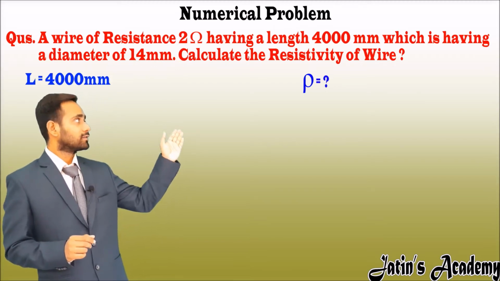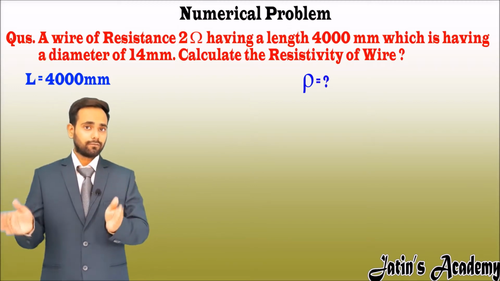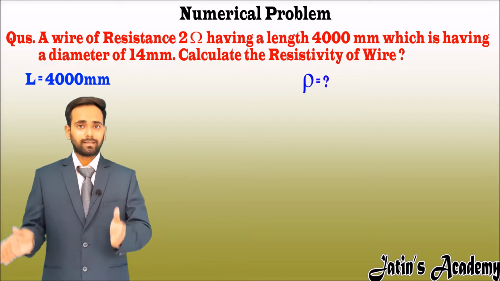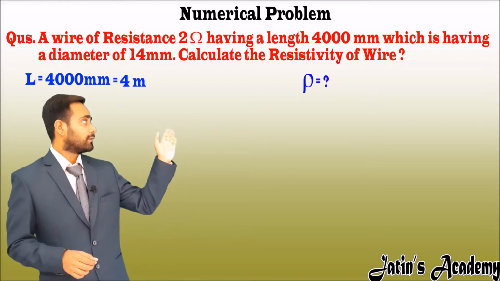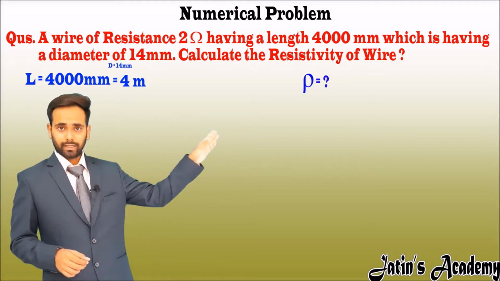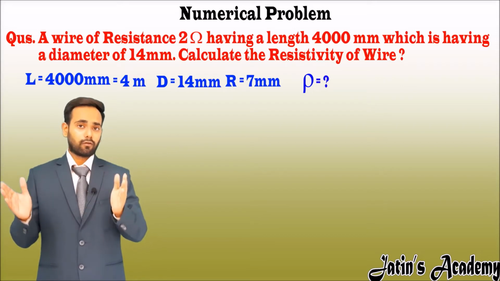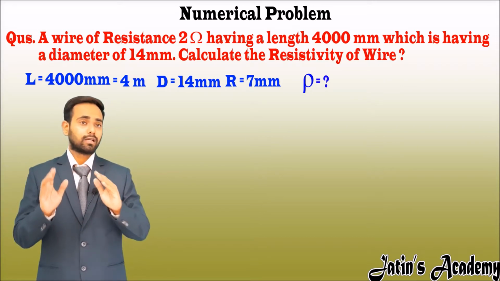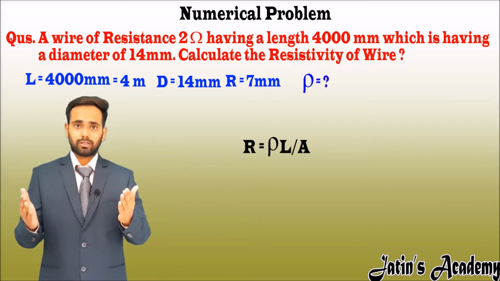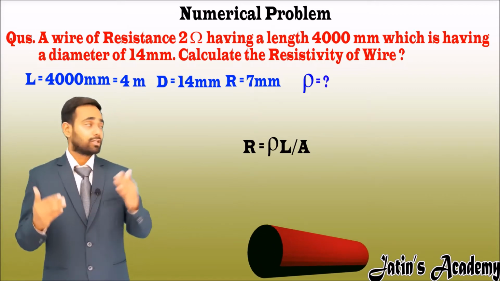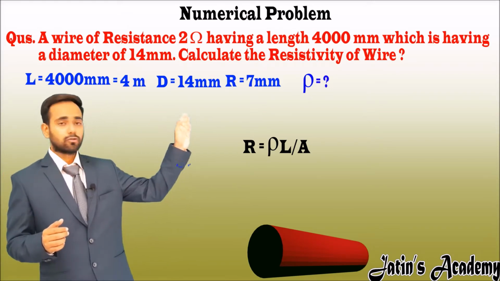In this question we have to look at the given data and their appropriate units. Here length is 4000 mm, but length should be in meters, so we convert it first. Divide by 1000, we get L equals 4 meter. The diameter is given as 14 mm, so the radius becomes 7 mm. But we want the area, because R equals rho L upon A. We want the cross section area. For a wire, the cross section is a circle.